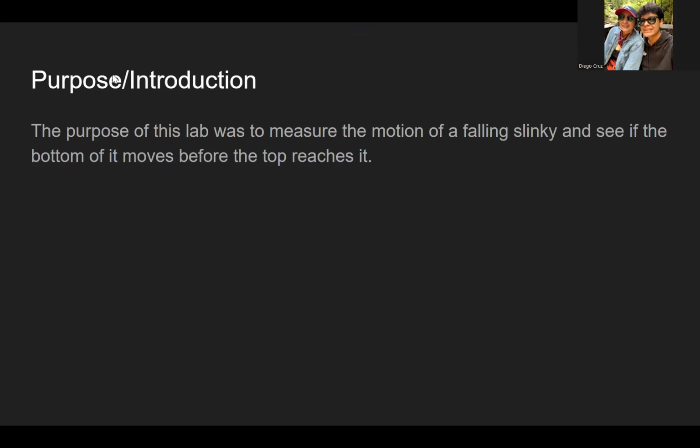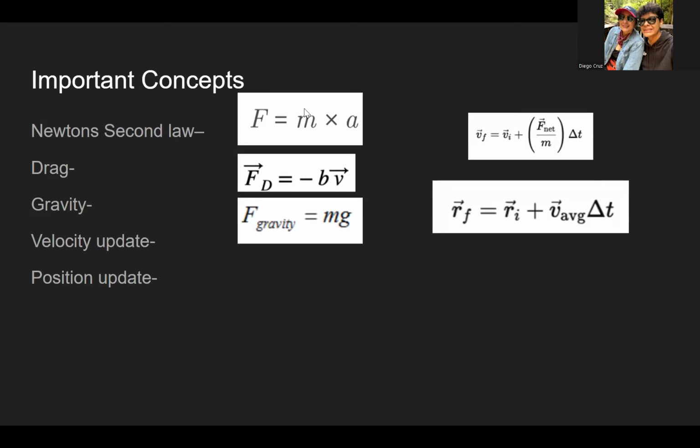So the purpose of this lab was to measure the motion of a falling slinky and see if the bottom of it moves before the top reaches it. I'll go through what we did in a second, but before that, let's talk about the important concepts behind it.